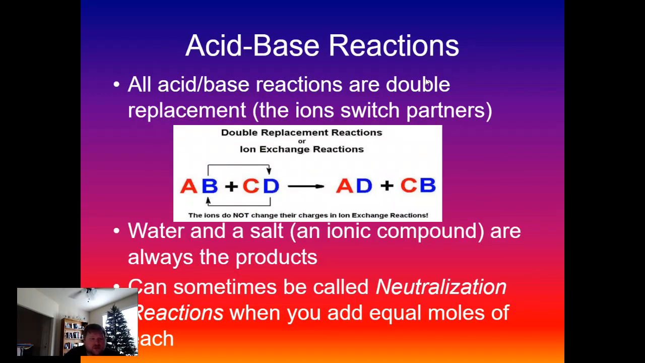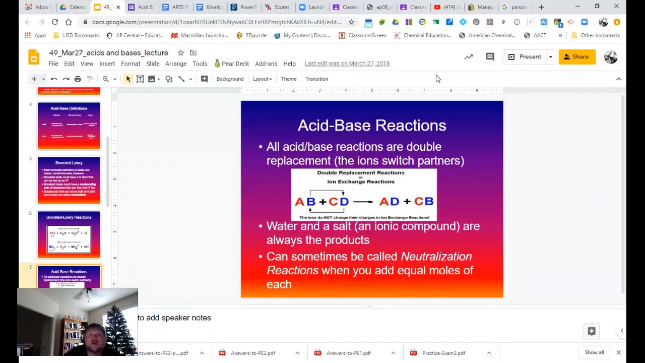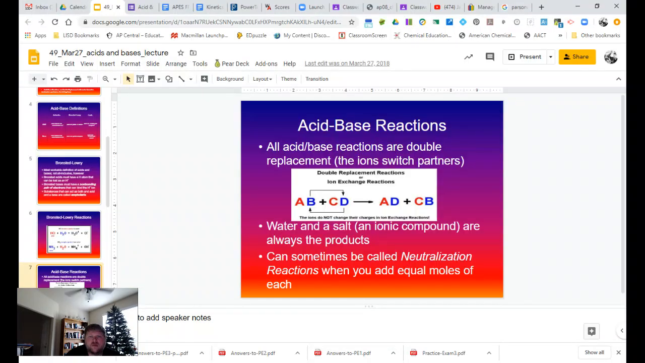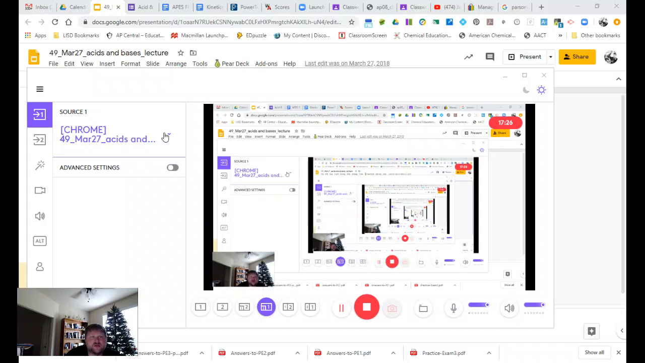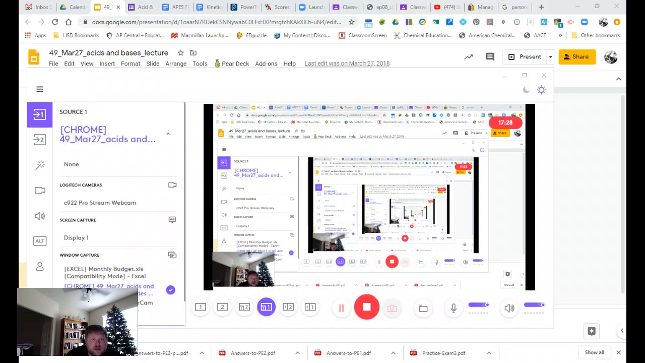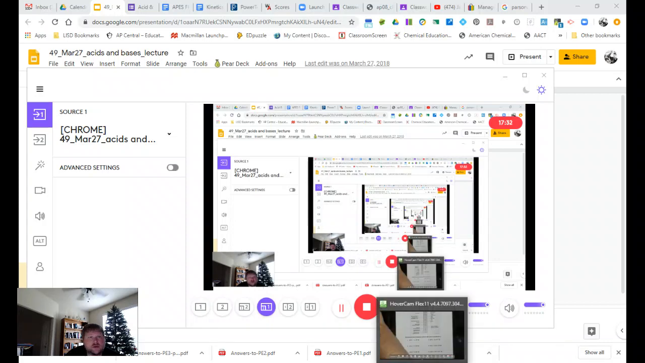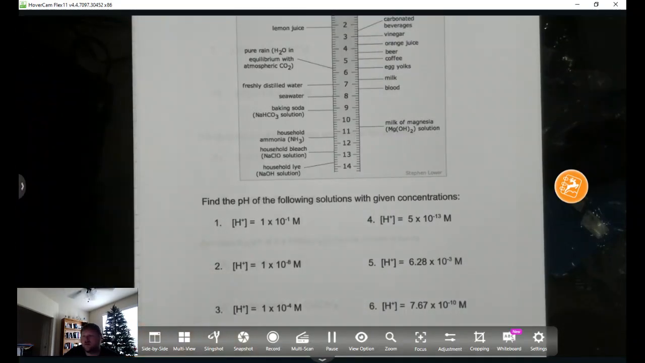So let's go back to the .chem and do a couple of easy neutralization reactions. Of course, I say it's easy. Flipping back and forth between cameras is not easy. But we're going to get it done.